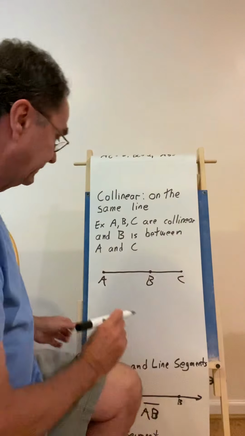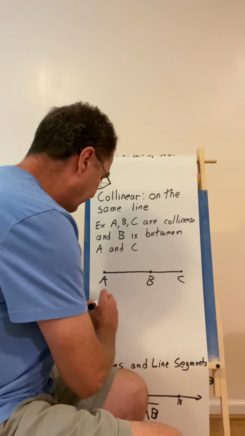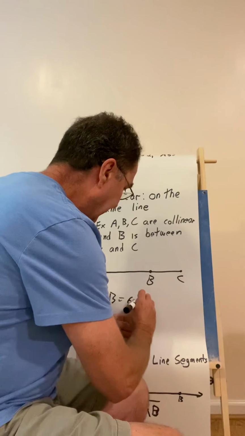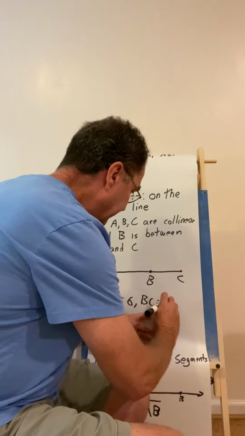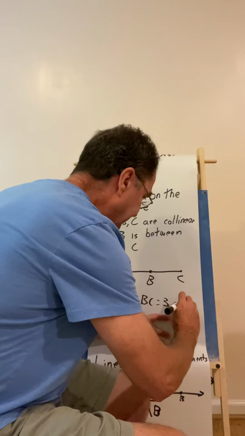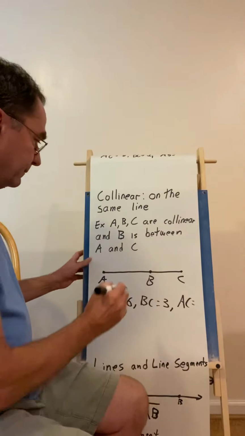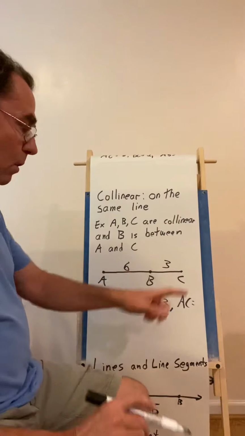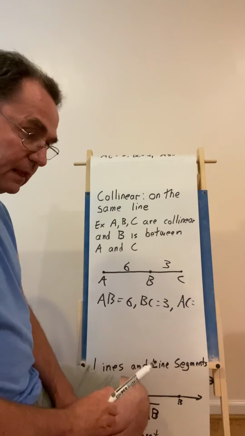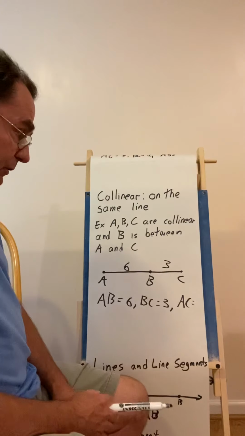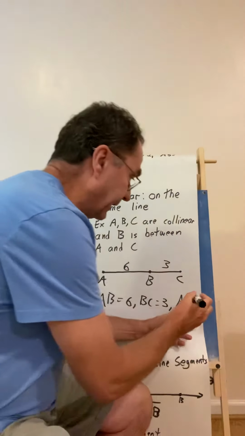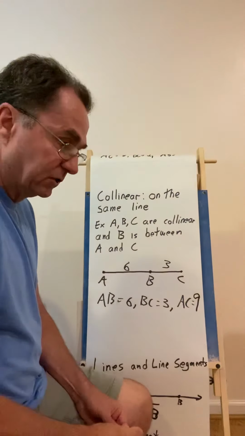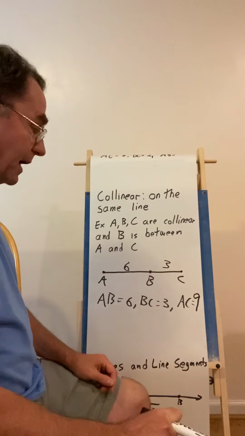So for example, if I said that AB was equal to 6 and BC was equal to 3, what would AC be? Well, if this part is 6 and this part is 3, and you want to know what the whole thing is, what do you think you would do? If you said add them together, you are correct. 6 plus 3 is 9, so the whole line segment is 9. So adding line segments together is just like adding numbers together. It's kind of done the same way.